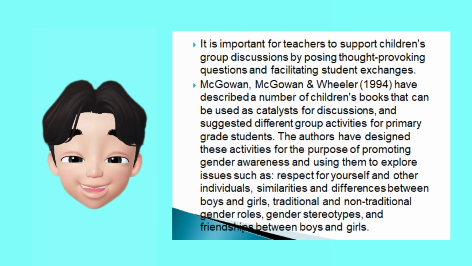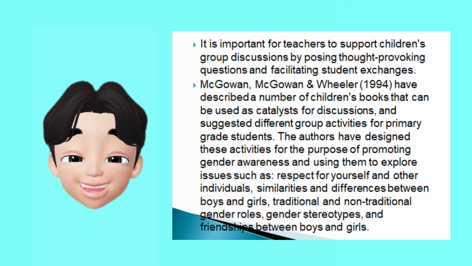The authors have designed these activities for the purpose of promoting gender awareness and using them to explore issues such as respect for yourself and other individuals, similarities and differences between boys and girls, traditional and non-traditional gender roles, gender stereotypes, and friendships between boys and girls.